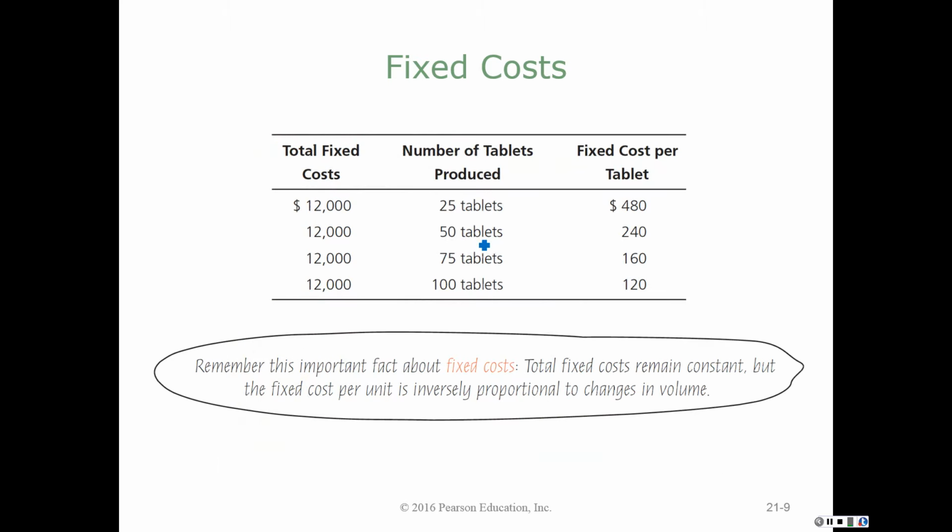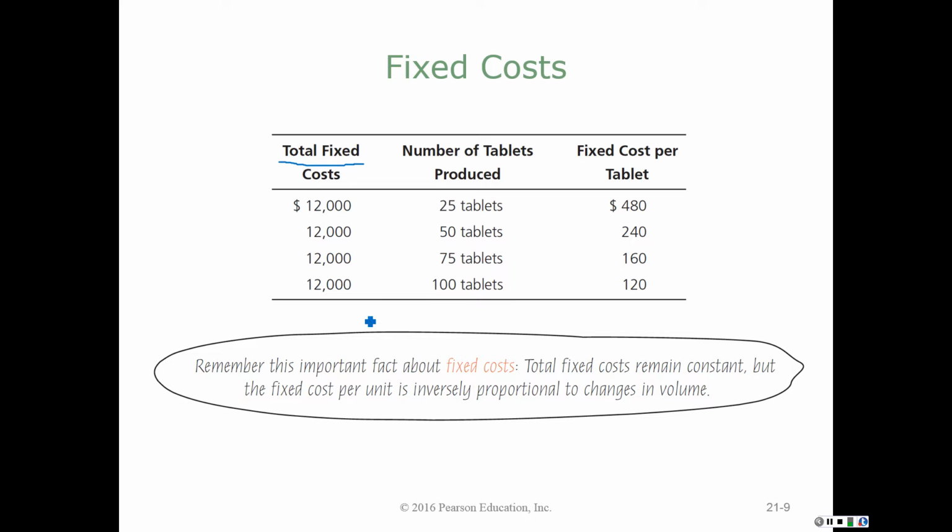And we can see in this illustration, once again, if we have total fixed cost, they are the same. We don't see any change. 12,000 in quarter one, 12,000 in quarter two, 3, 4. Right? So it doesn't matter if I'm producing 25 tablets, 50, 75, or 100, the fixed costs stay the same.